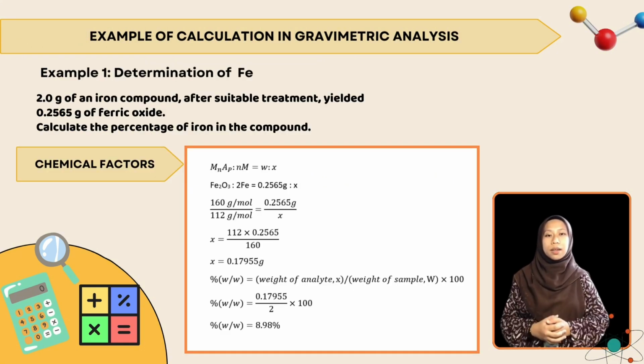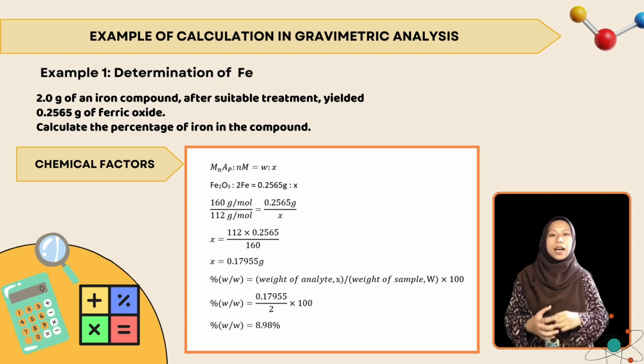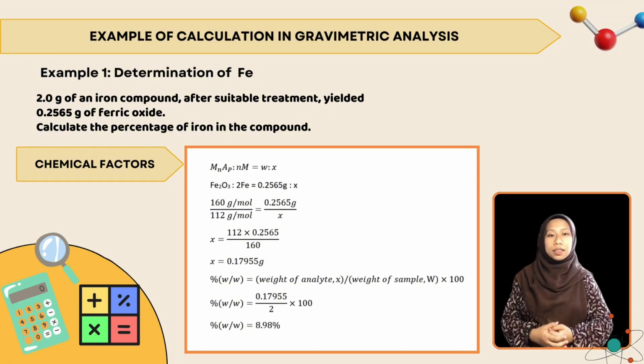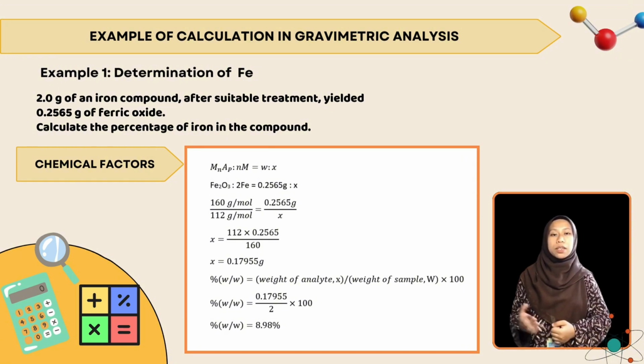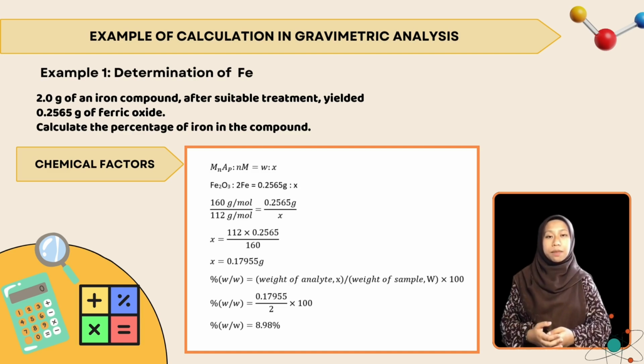Now, here is an example of calculation to determine iron in a sample by using the chemical factors method. Let's read the question first. 2 grams of an iron compound after suitable treatment yield 0.2565 grams of ferric oxide. Calculate the percentage of iron in the compound. Firstly, identify the analyte and precipitate in this question. The precipitate is ferric oxide and the analyte is iron. Then just calculate it by using the formula of chemical factors that I had explained in the previous slide.